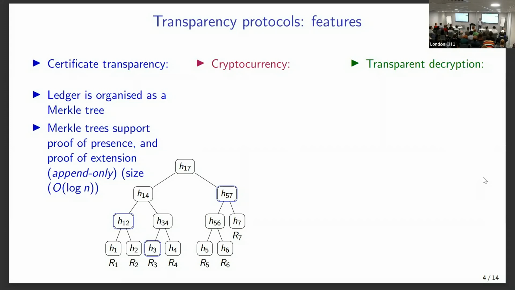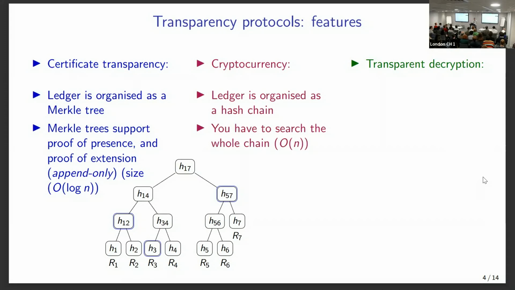So if I want to prove that R4 is in that tree, all I have to do is give you one hash value per layer of the tree. In other words, the size of the proof is logarithmic in the size of the entire tree. And the time to verify such a proof is also logarithmic. So that's the idea of a Merkle tree in very short.